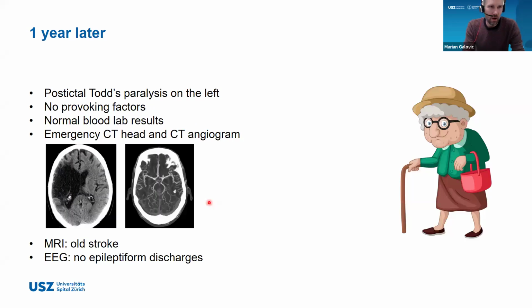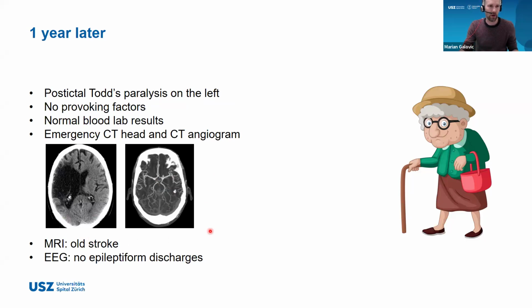Then she was admitted to a hospital again. She had postictal Todd's paralysis on the left. We didn't see any provoking factors for this seizure. She had normal blood lab results, and the emergency CT head and CT angiogram showed the old lesion from her old stroke, and the CT angiogram was actually nice, so she didn't have any artery occlusions at that time.